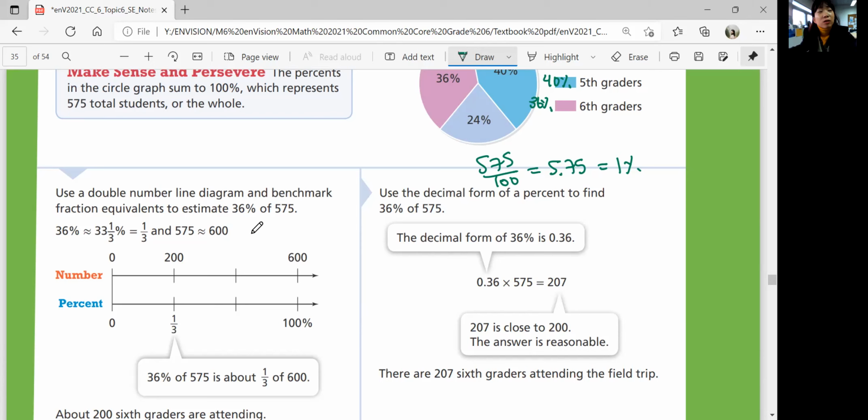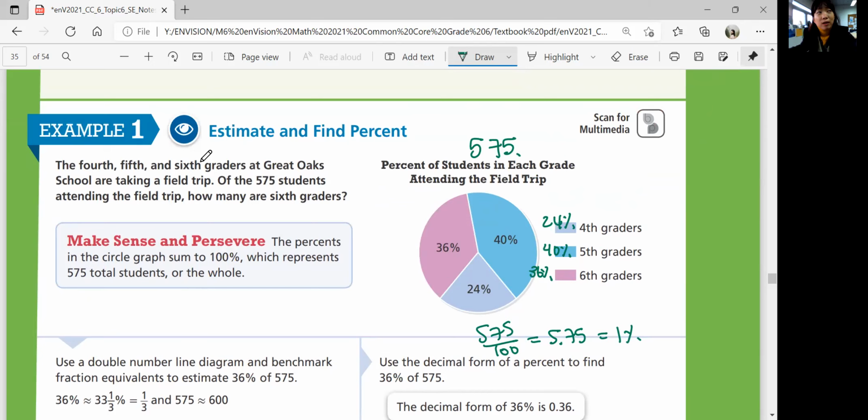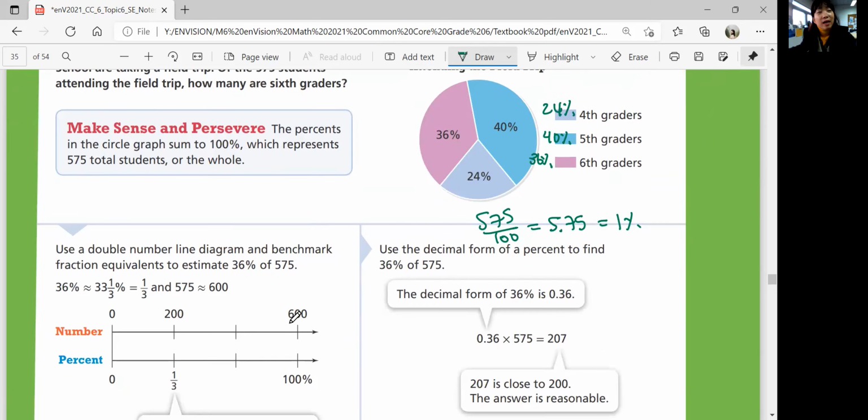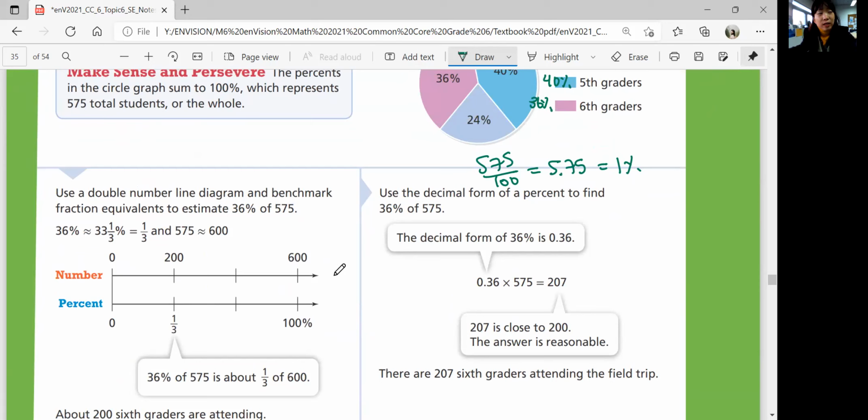You can also estimate 575 to 600. Example 1 is about estimating. So you can estimate 575 to 600 because it's closer to 600 than it is to 500. And then you're going to say 1/3 is about 36%. 36% is about 1/3. And so you can find 1/3 of 600. 600 divided by 3 is 200. So it's going to be about 200.